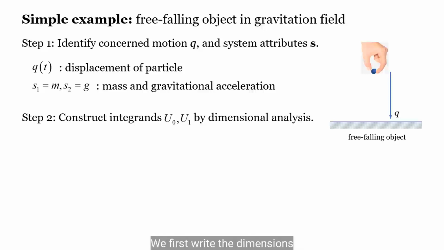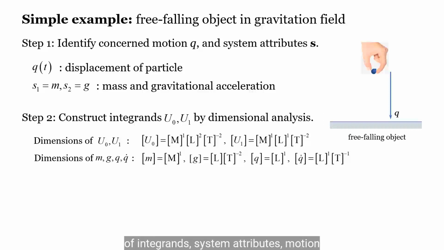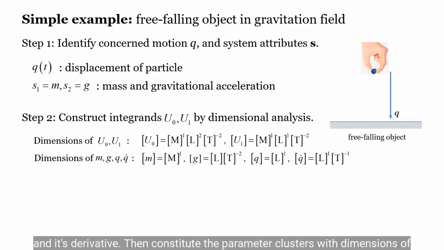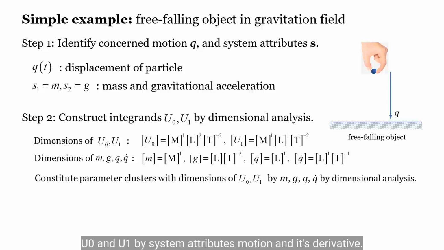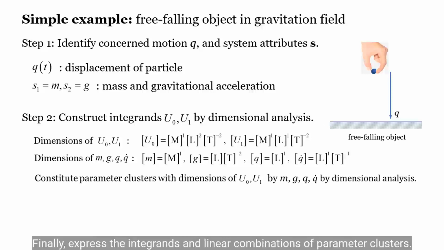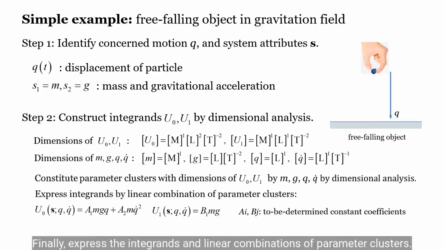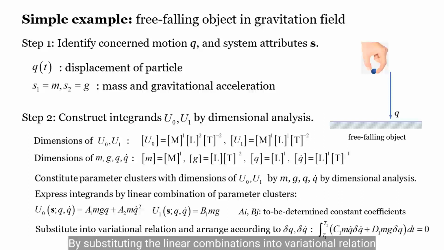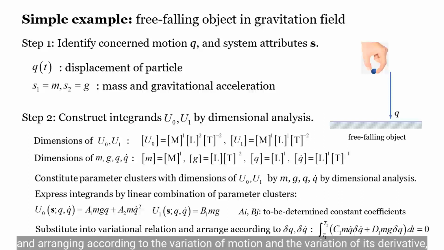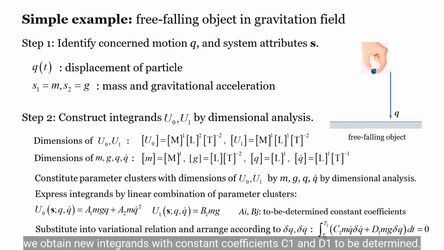We first write the dimensions of integrands, system attributes, motion, and its derivative. Then, constitute parameter clusters with dimensions of u0 and u1 by system attributes, motion, and its derivative. Finally, express the integrands as linear combinations of parameter clusters, substituting the linear combinations into the variational relation and arranging according to the variation of motion and the variation of its derivative. We obtain new integrands with constant coefficients C1 and D1 to be determined.